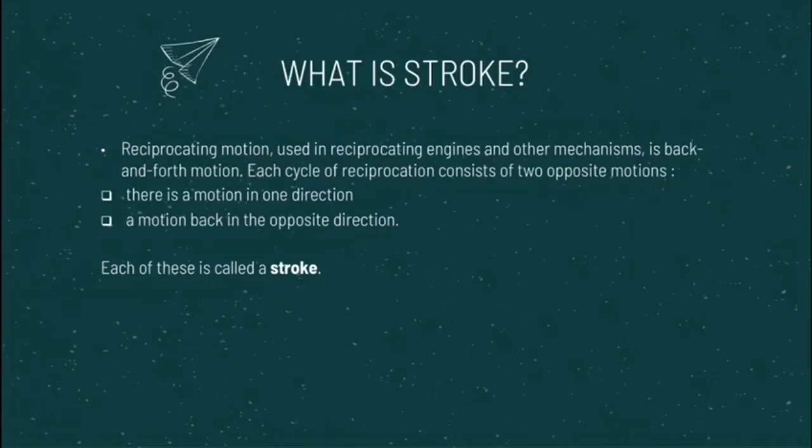What is stroke? Reciprocating motion used in reciprocating engines and other mechanisms is back and forth motion. Each cycle of reciprocation consists of two opposite motions. There is a motion in one direction and then a motion back in the opposite direction. Each of these is called a stroke.